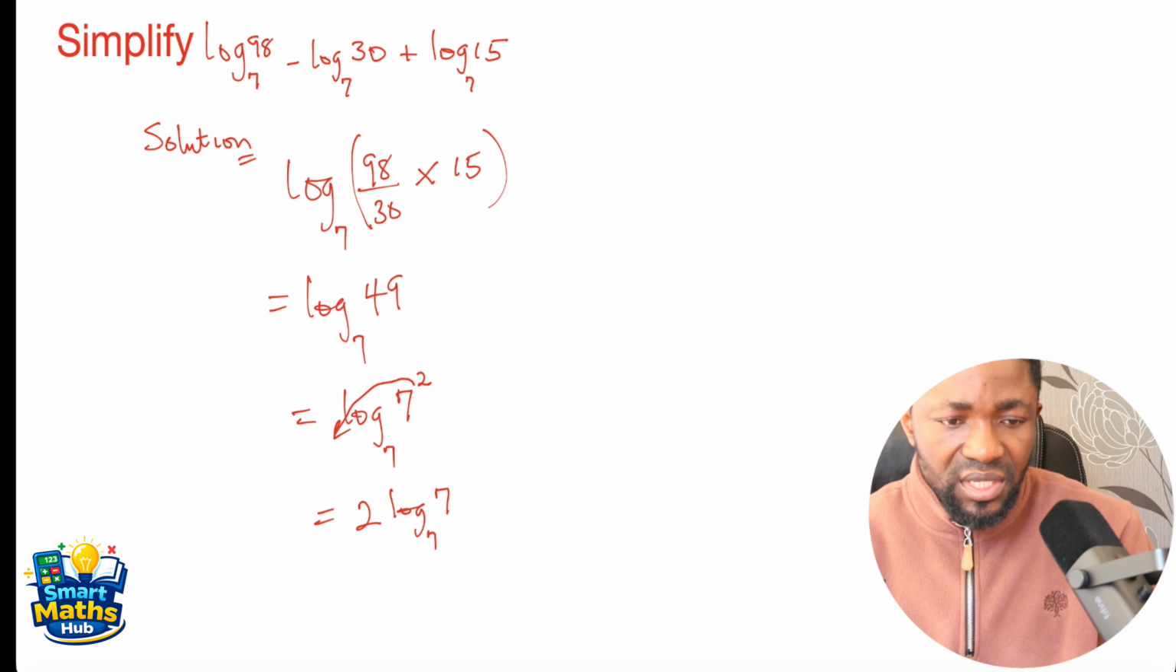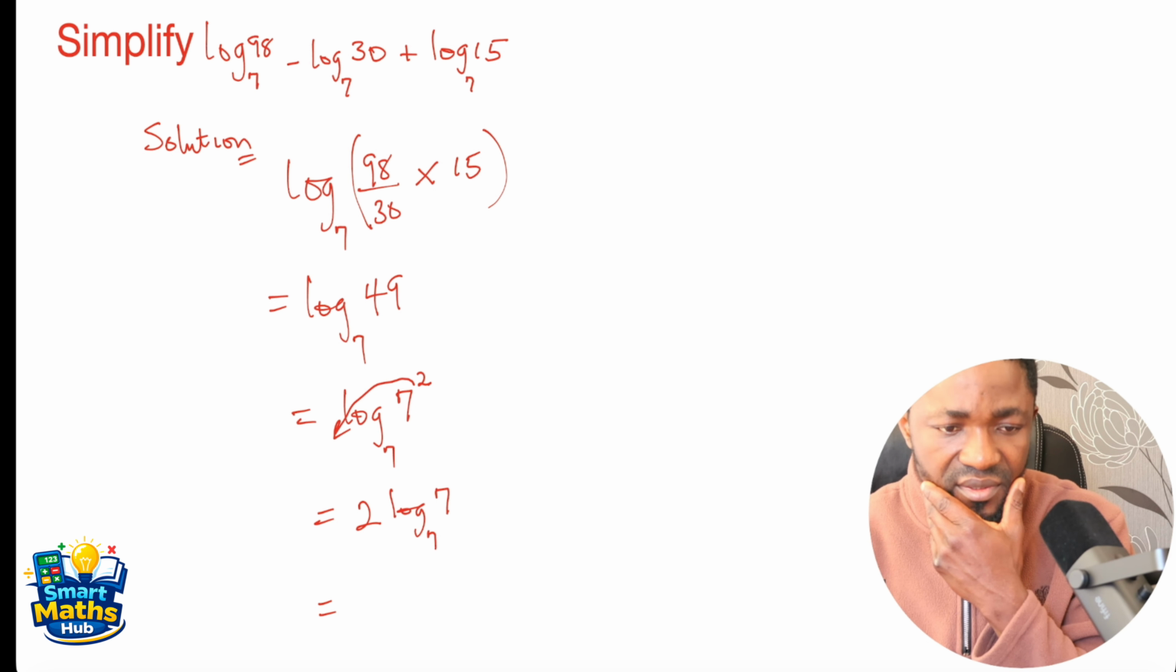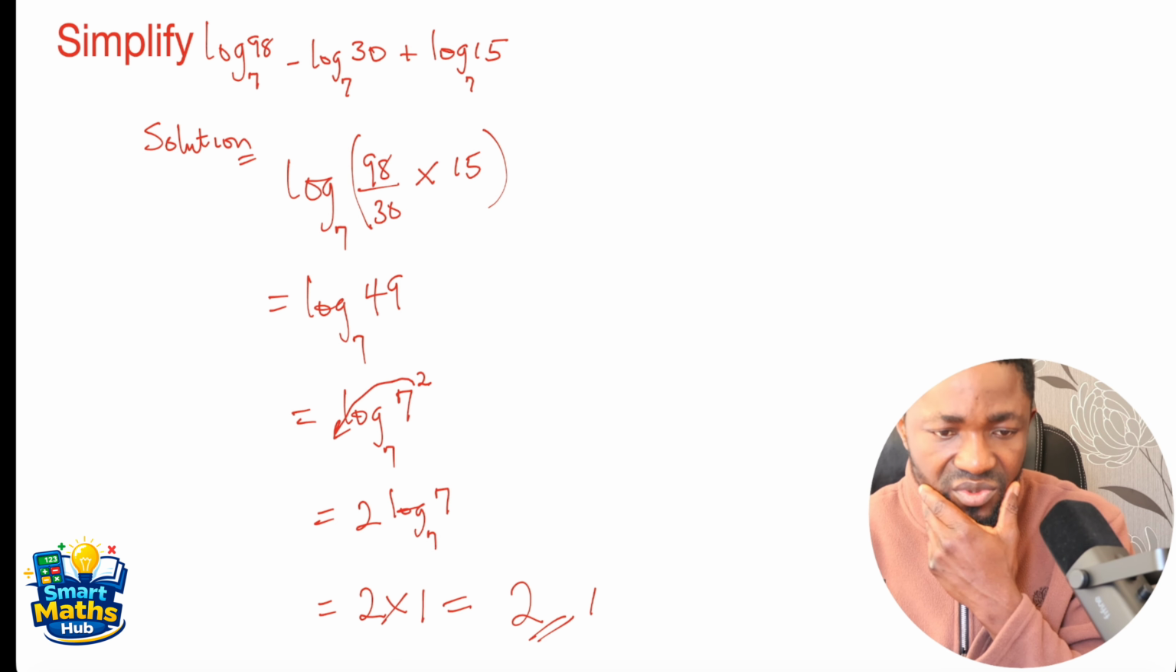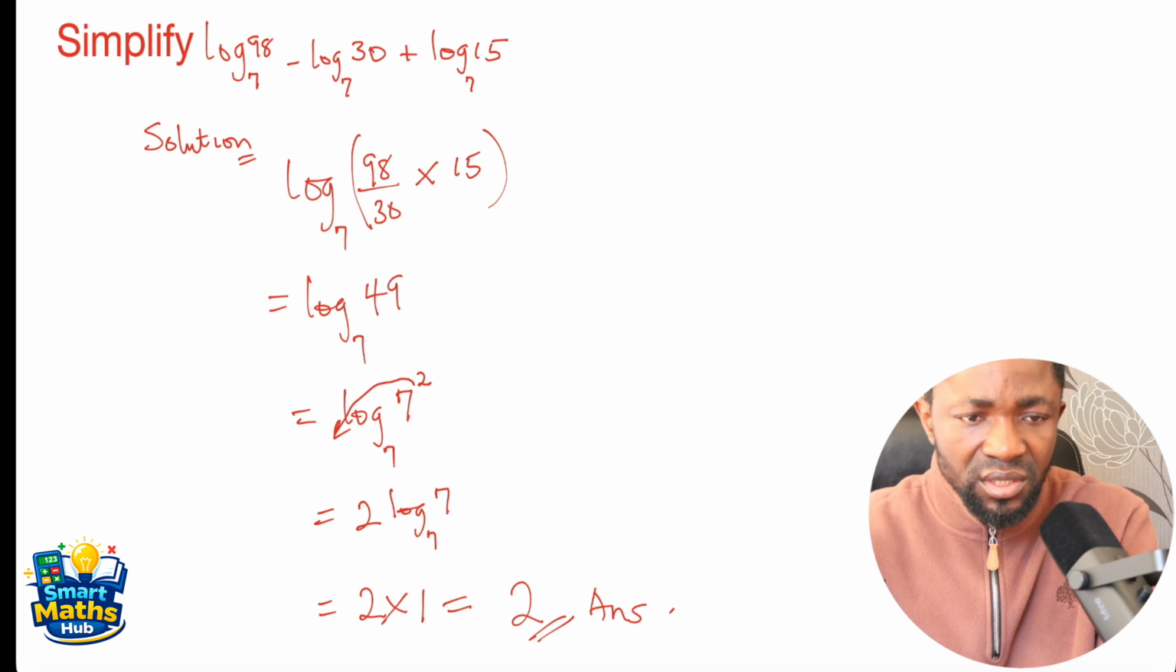So now log 7 will give you 1. So we have 2 multiplied by 1. Your final answer is 2. So that is your final answer. That's how you are going to solve it.